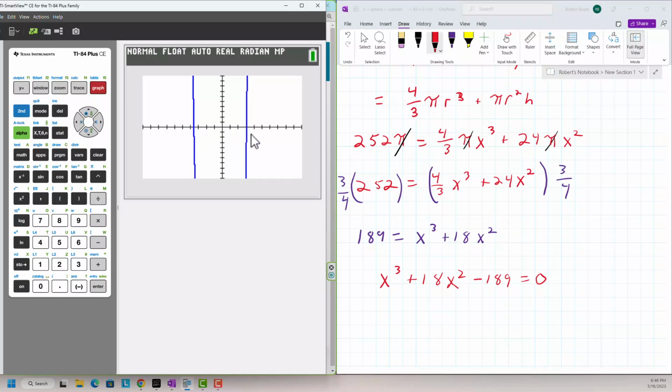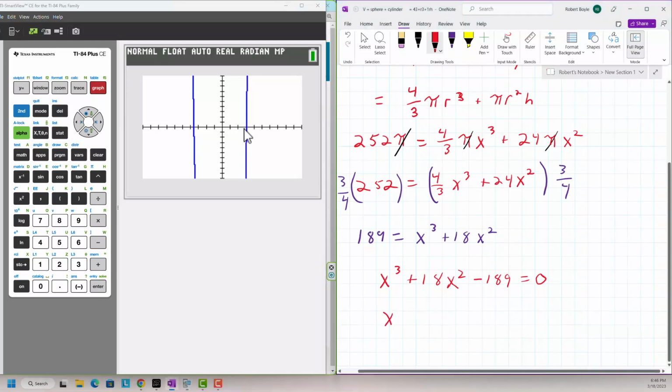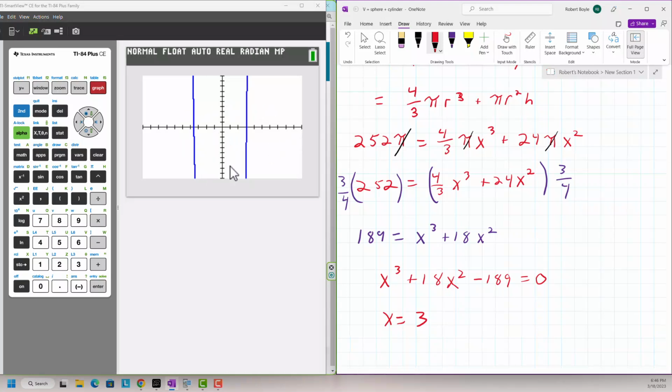Now, one of the things about your solution is it's not going to have much precision. Your solution is either going to be 1, 2, 3, 4, 5, or 6. So since this is actually crossing around x equals 3, I can tell you right now that our solution is going to be x is equal to 3. So you can use this as an approach to solve this.